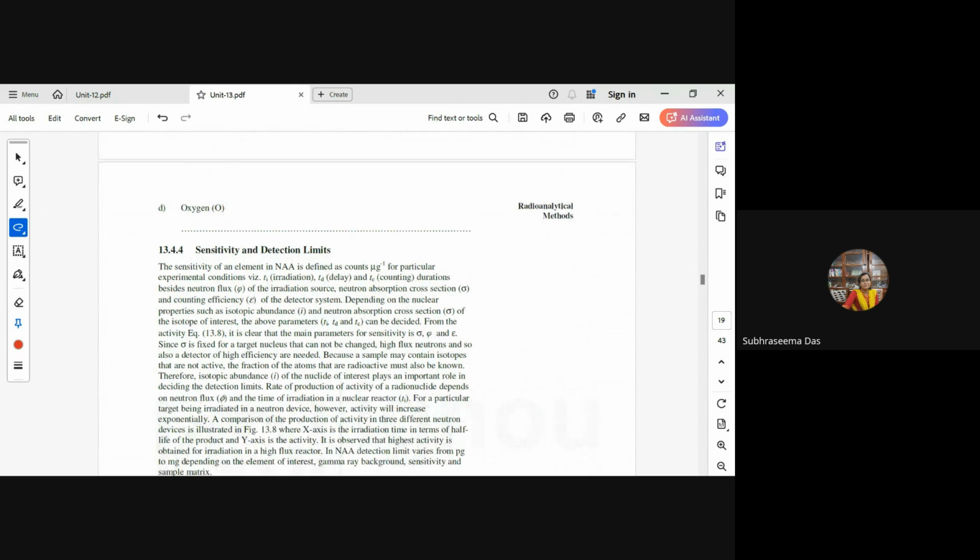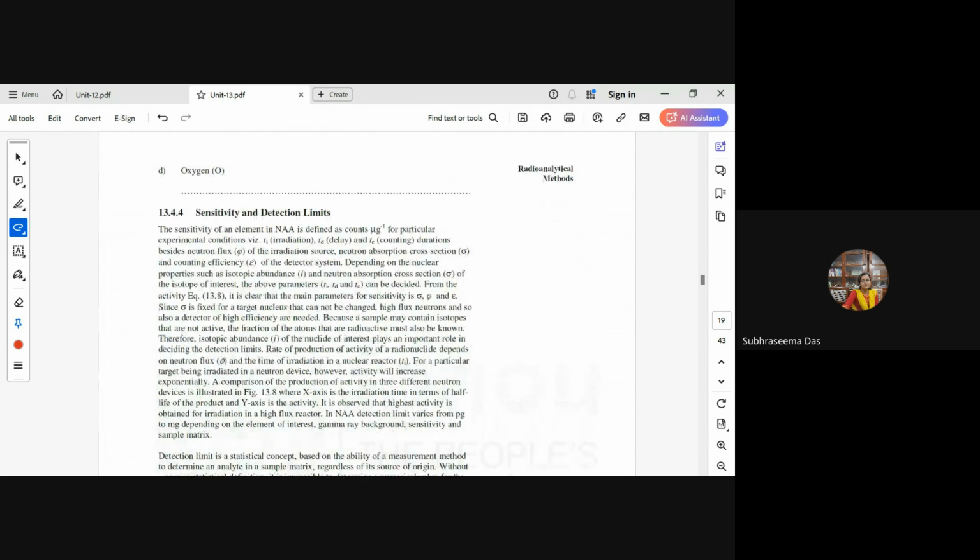Then coming to sensitivity and detection limits in NAA. The sensitivity of an element in NAA can be defined as the counts for particular experimental conditions like the irradiation, the delay, the counting duration, besides the neutron flux of the irradiation source, depending on the nuclear properties such as isotopic abundance and neutron cross section, that is sigma. From these parameters, the sensitivity can be decided.